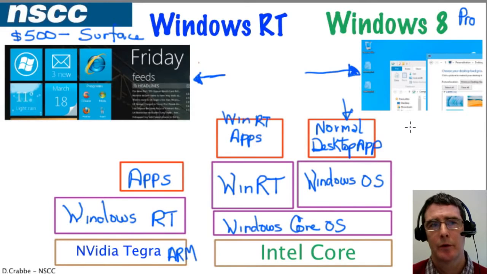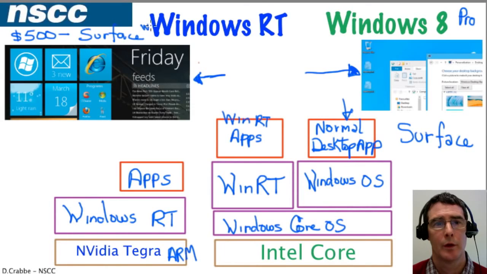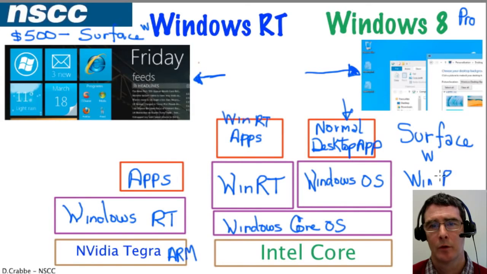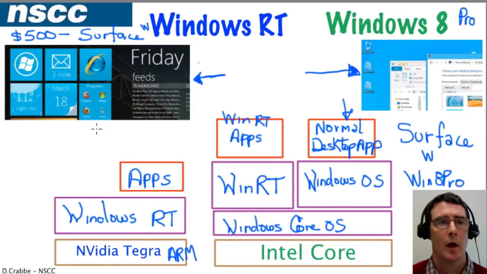Microsoft has come out with a version of its tablet called Surface. So the tablet is called Surface, but you can buy the Surface with Windows RT, or you can buy a Surface with Windows 8 Pro. Now, Surface with Windows RT can only use the RT style of apps.